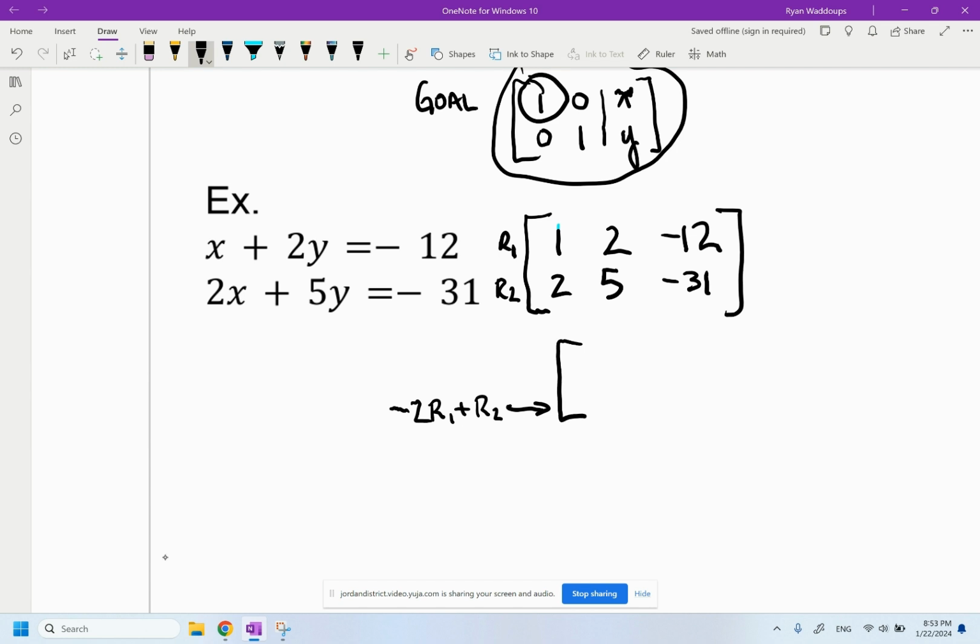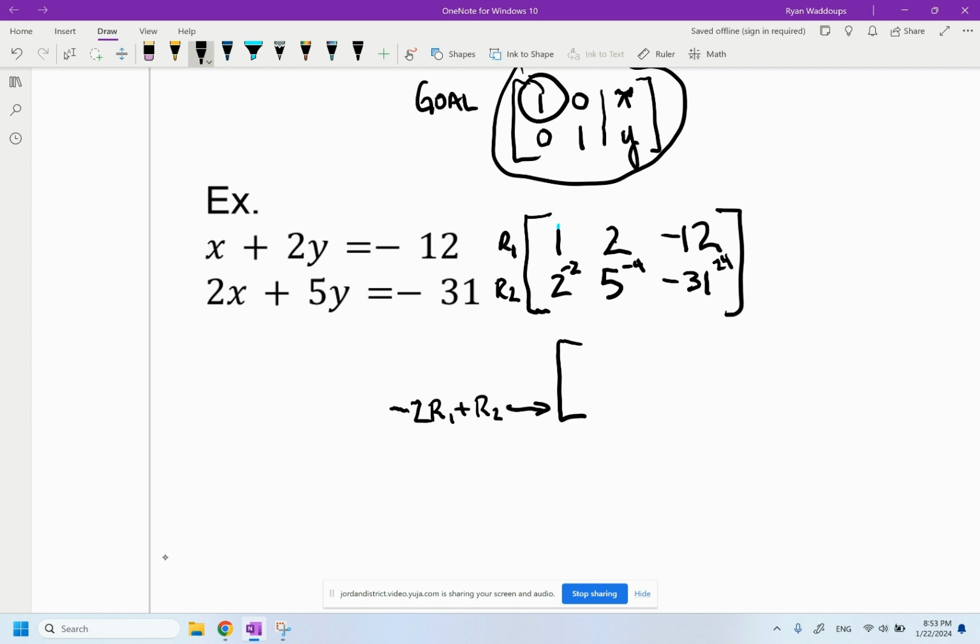It's also a good idea to write out the multiplication. So I'm going to take 1 times negative 2, and I'm just going to write it right here, a little footnote. 1 times negative 2 is negative 2. 2 times negative 2 is negative 4. And negative 12 times negative 2 would be a positive 24. And then I can just add those.